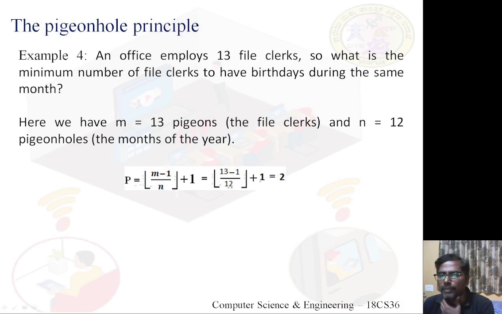To determine the minimum number of employees to have birthdays during the same month, we use the formula P equals the floor function of (m minus 1) divided by n, plus 1. On substituting m as 13 and n as 12, we get the value 2. So it's very clear, at least two of the 13 employees should have been born in the same month.